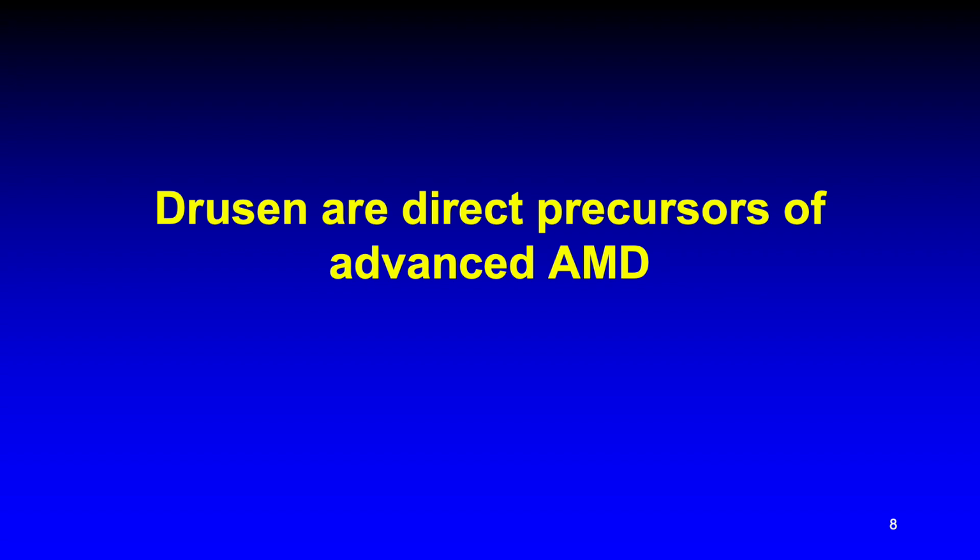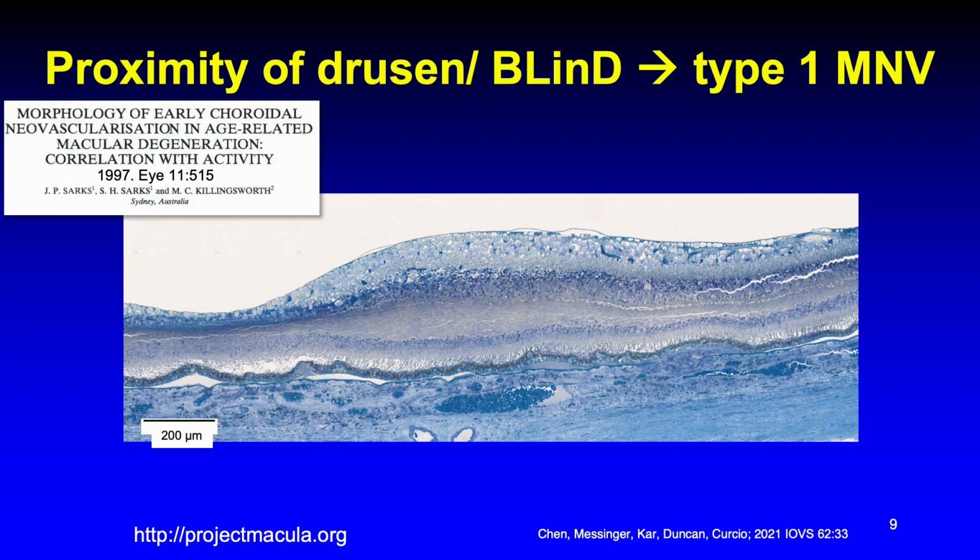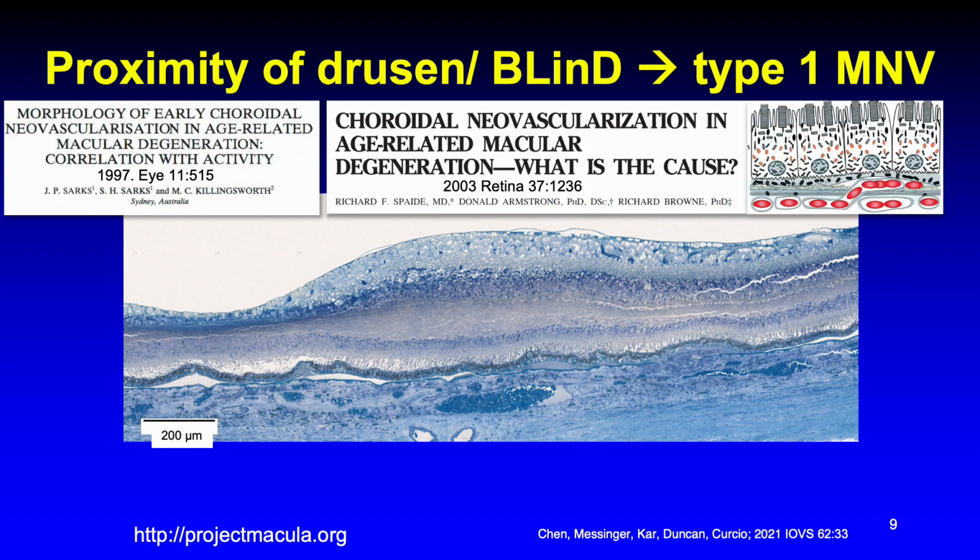In this section, we will see how drusen are the direct precursors of advanced AMD. Sarks showed in 1997 how soft drusen material was found in the same tissue compartment as choroidal neovascularization. This is schematized in this cartoon.